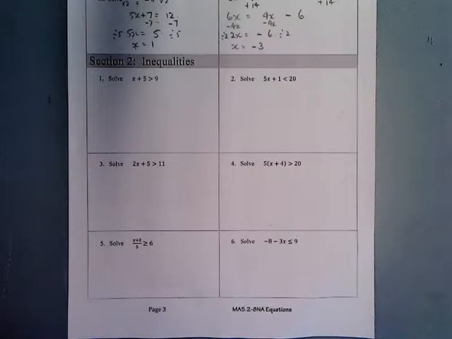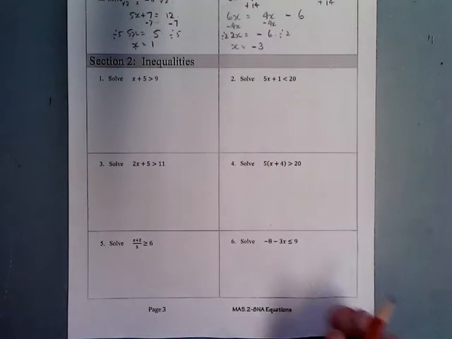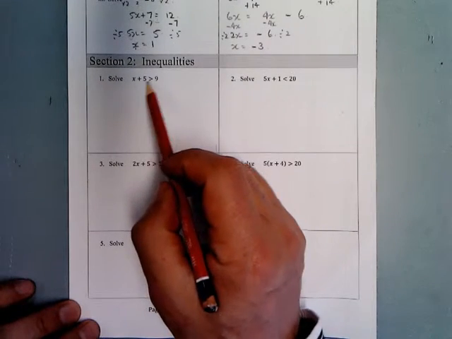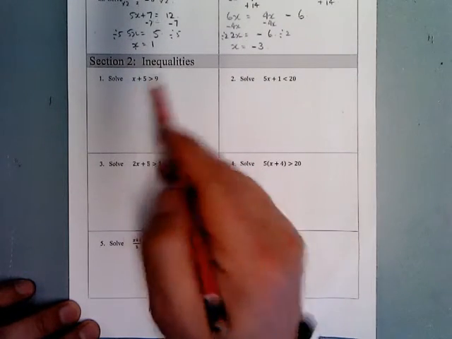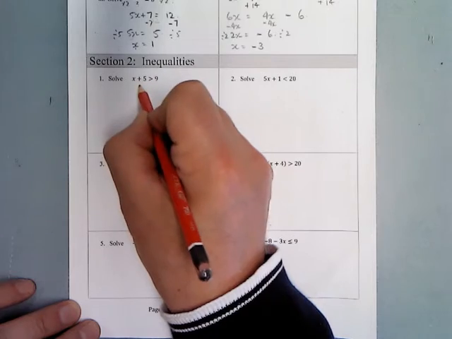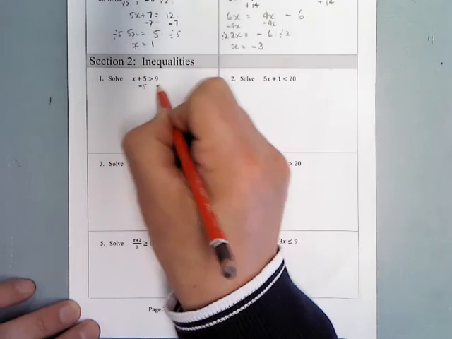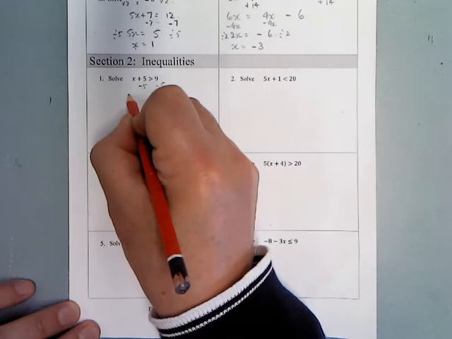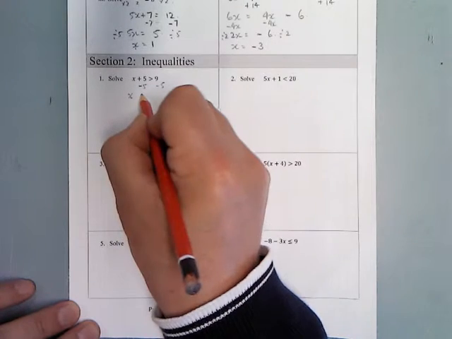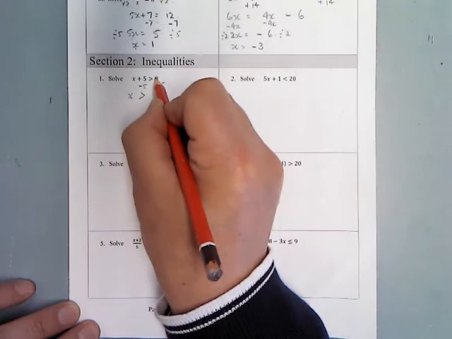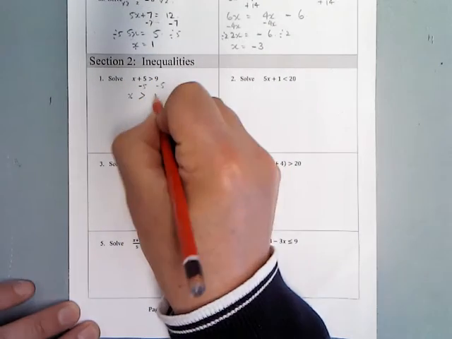Okay, let's have a look at the inequalities at the bottom of page 3. So, x plus 5 is greater than 9. I'm going to simply get rid of that 5, subtract 5 from there, subtract 5 from this side. So x is greater than 9 minus 5, which is 4.